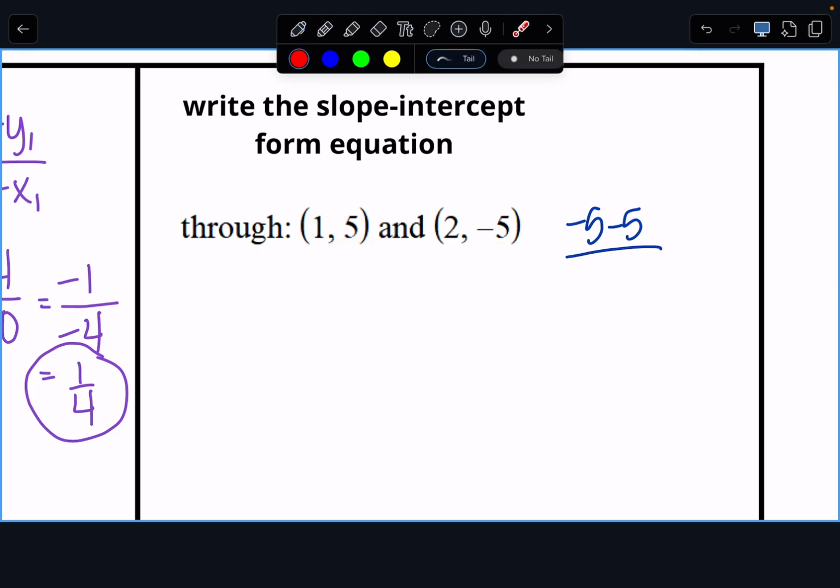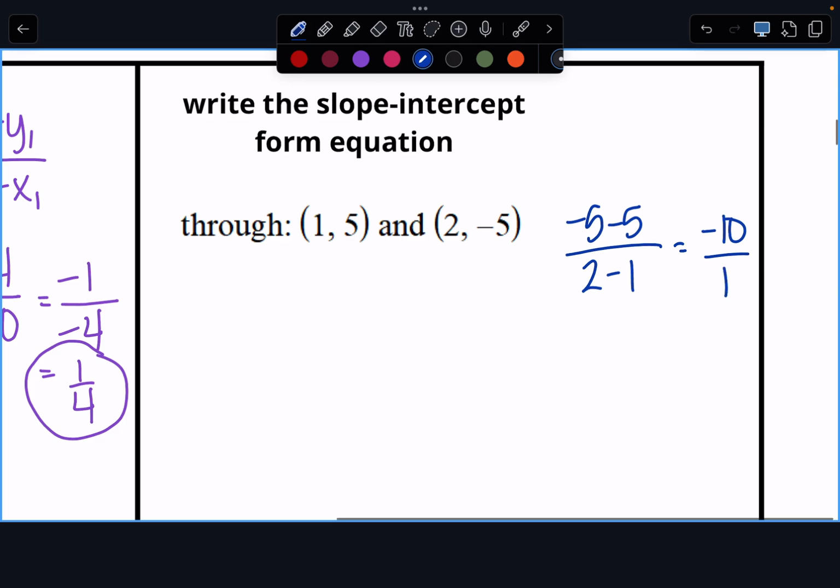Okay, if I did negative 5 minus 5, then that means when I subtract the x's, I've got to do 2 minus 1. Second ordered pair minus first ordered pair. That's how I like to do that. Negative 5 minus 5 is negative 10. 2 minus 1 is 1. And what is negative 10 divided by 1?